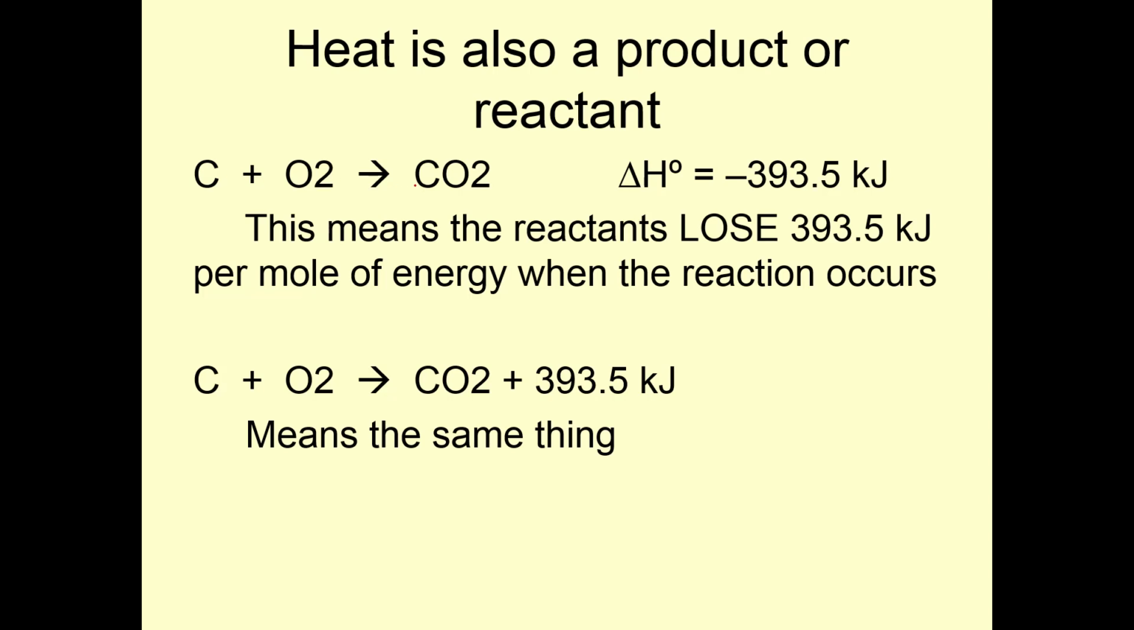So if I have C plus O2 yields CO2, a simple chemical reaction, many times you'll see delta H equals negative 393.5 or any number. This could be any number. This particular number is 393.5, but that's not true for all of them. This means the reactants lose 393.5 kilojoules per mole of energy when the reaction occurs. So if they lose it, this reaction releases heat.